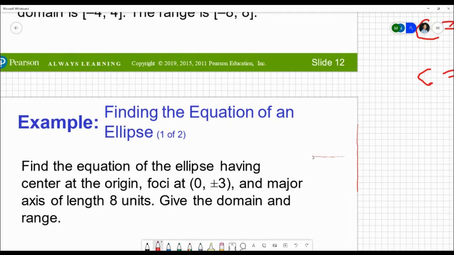Let me draw this better. All right, so 1, 2, 3. That's 1. There's the other one. So I know that's my foci. A major axis length of 8 units. A major axis of 8 units gives you from here to here. There you go. So now you can use that to find out what the B value is. I'll let you do it.